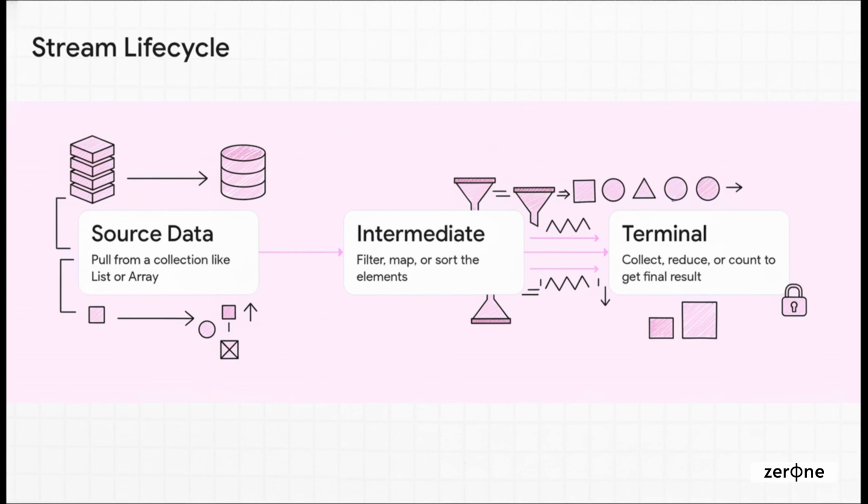Step 1, you pull from a source data collection. Step 2, you chain intermediate operations, like filtering out bad data, mapping elements to new values, or sorting them. And finally, step 3, you hit a terminal operation. A terminal operation like collect, reduce, or count produces a final result and then permanently closes the stream.